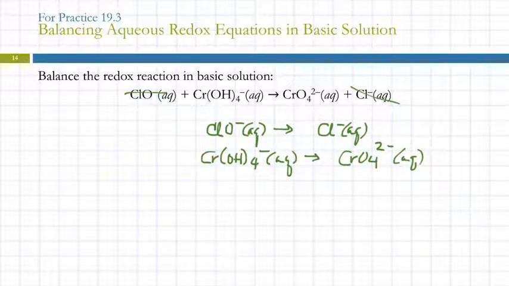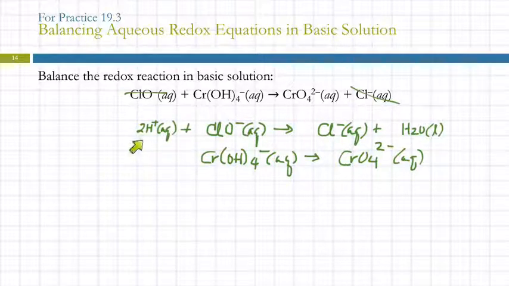Balance by mass first. Elements other than oxygen and hydrogen. So here I've got 1 chlorine and 1 chlorine. Cool. Here I've got 1 oxygen. So that means I have to put water over here. So my oxygen's balanced. And then I have to balance the hydrogens. So I put 2H plus over there, because that'll give me 2 hydrogens, and I've got 2 hydrogens over here. But this is basic solution. So 2 hydrogen ions, that means I'm going to add 2 hydroxide ions to both sides.